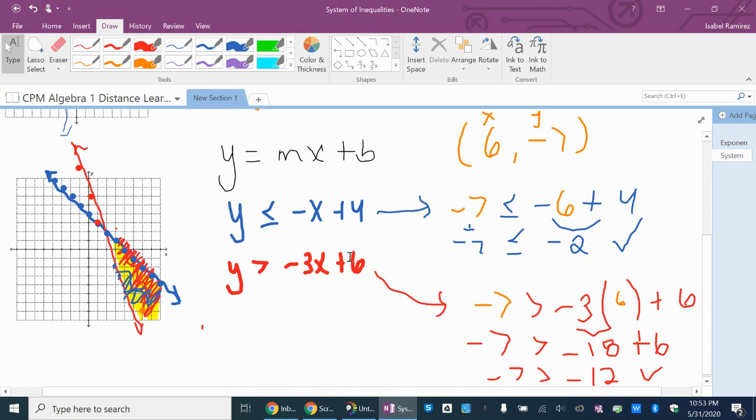If you pick a point on a region, because this is going to get more and more complicated, but if you're confused about the region, just pick a point and test it. If it satisfies both of them, then that's absolutely correct.